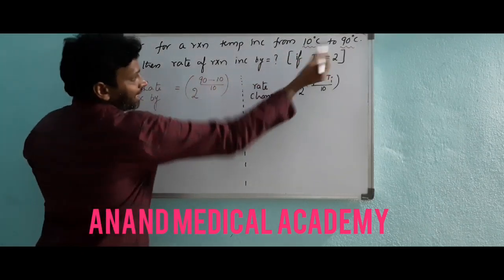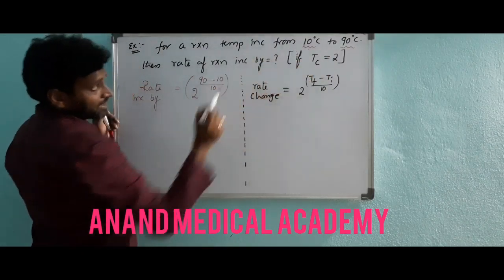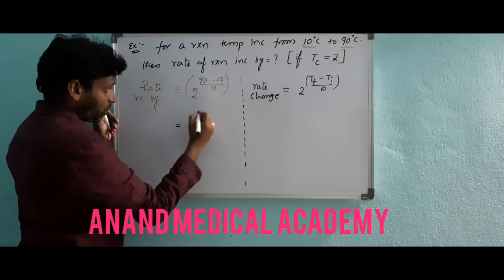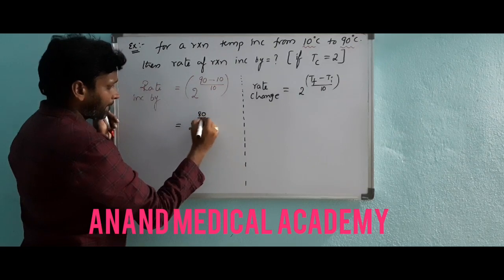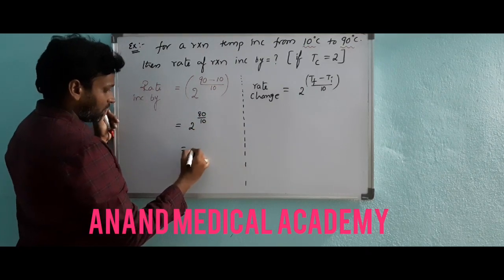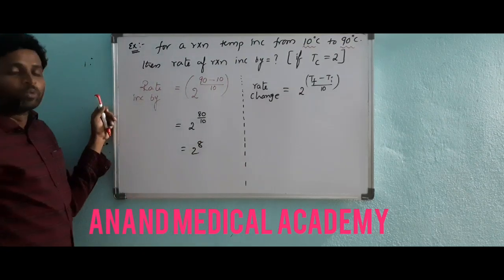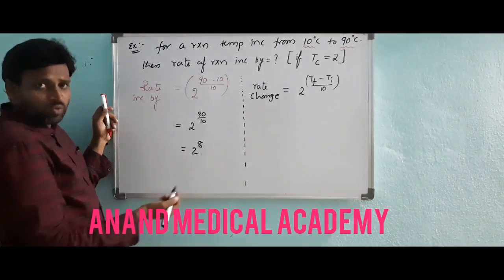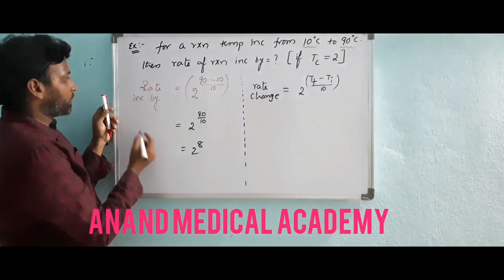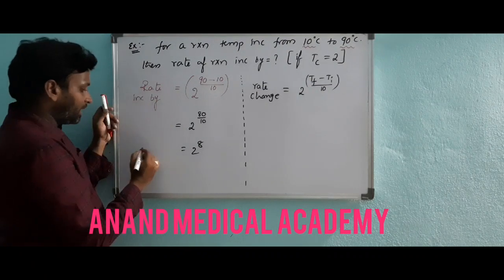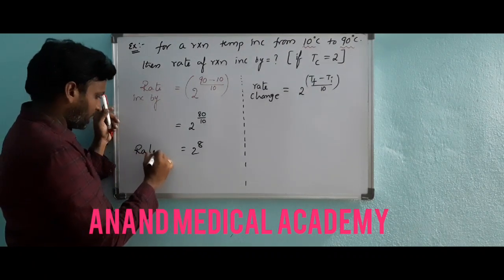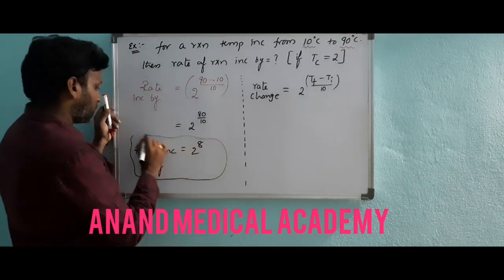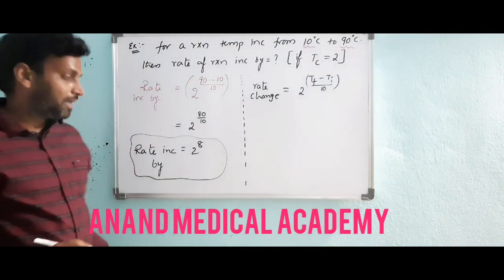T final is 90 degrees and T initial is 10 degrees. So the rate changed by how many times means 2 power 80 by 10. 80 by 10 means the rate increased by 2 power 8 times. 2 power 8, you can say 2 square, 2 cube, 2 power 4, like that. So the rate increased by 2 power 8. That's it. Like this you can solve.